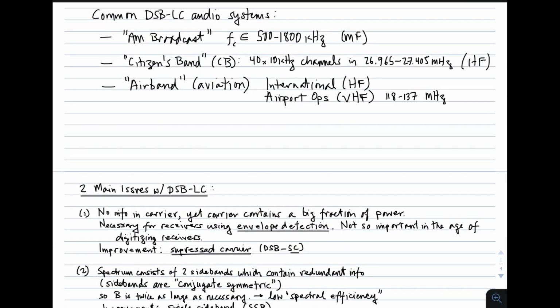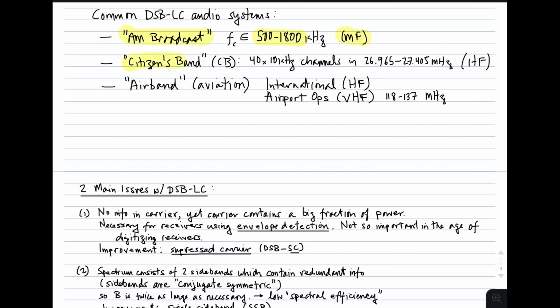Here are a few common double sideband large carrier AM audio systems. Of course, the one that might come to mind right away is AM broadcast. There is a band of frequencies that go from 500 to 1800 kilohertz. That's known as the medium frequency spectrum. And these are AM radio stations, the ones that appear on your car radio.